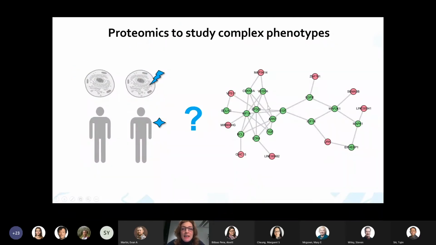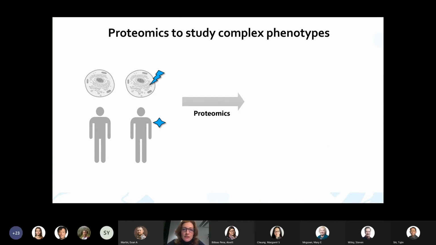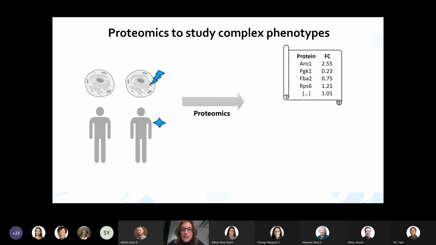When we are interested in studying a complex phenotype, for example, the responses of cells to a perturbation or a disease, and when we want to use an omic approach, we typically want to first understand which portions of a cellular network respond to the perturbation. And when the components of these networks are proteins, we can use mass spectrometry-based proteomics for that, as you certainly know. When we apply these approaches, we can generate lists of proteins that change in abundance under the condition of interest relative to the control condition.